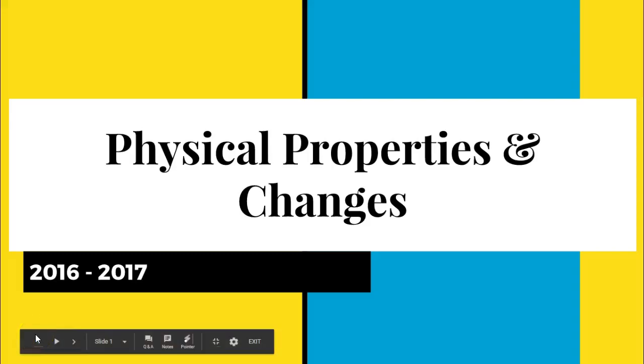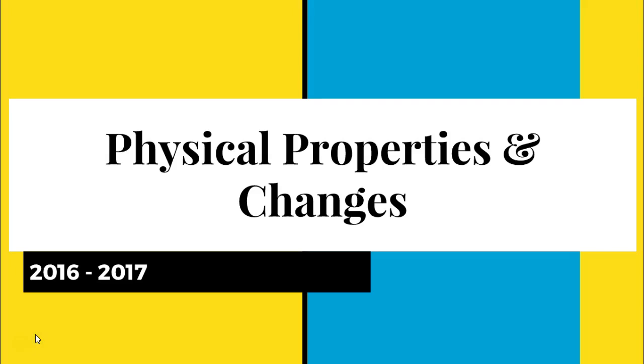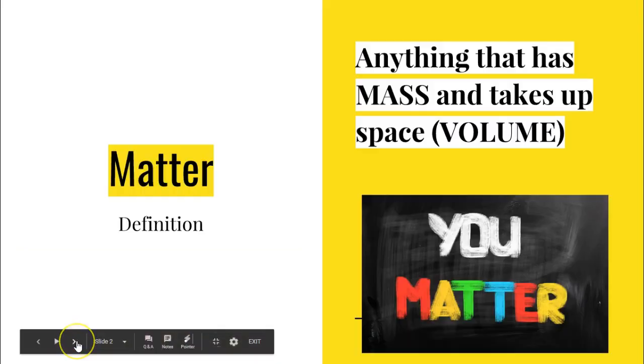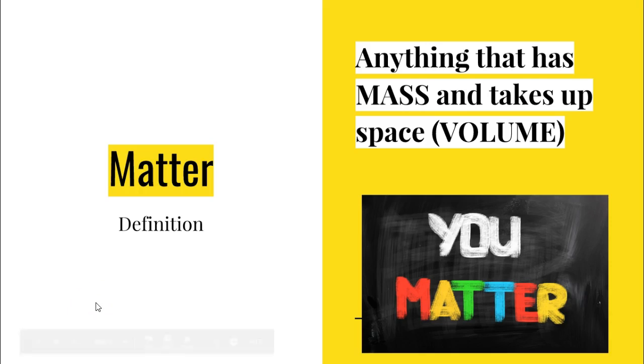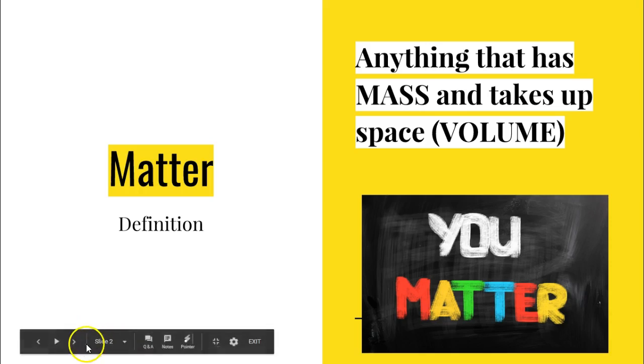Since most of you chose qualitative data as your first property to investigate throughout the PBL, we're going to go over physical properties and changes so that everybody's on the same page moving forward. So first, it's important to know what matter is. Matter is anything that has mass and takes up space. So you are essentially matter because you have mass and you take up space.